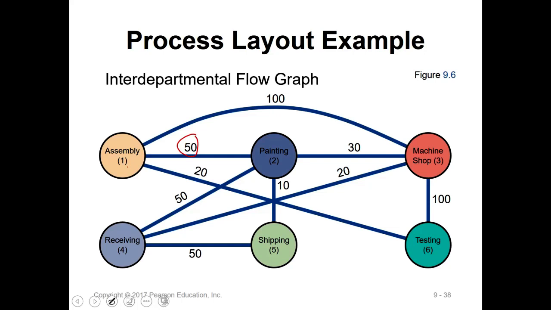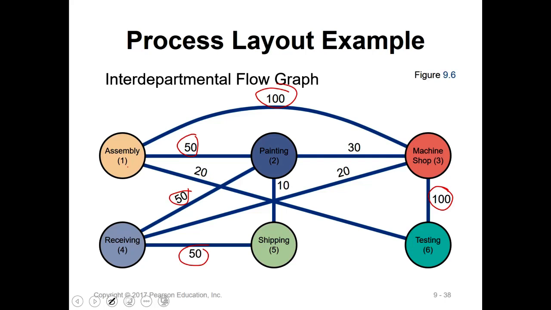According to the from-to, from assembly to printing, they are 50. From 1 to the machine shop, it is 100. And so this gives you all of the material flow you need to take care of in 1 week. Now you see here, these are the high volume, correct? 100 is the high volume, 50 is the high volume, and 50 is the high volume.